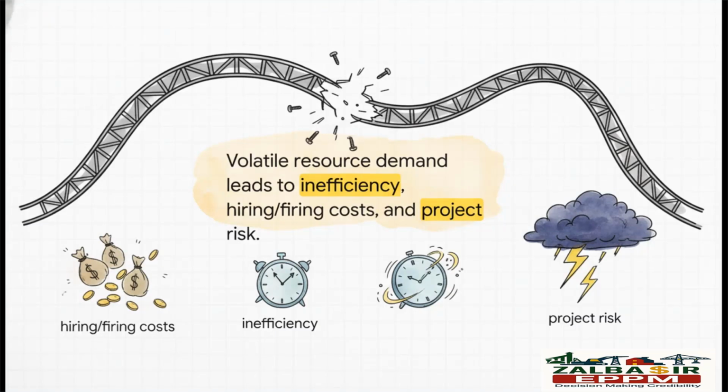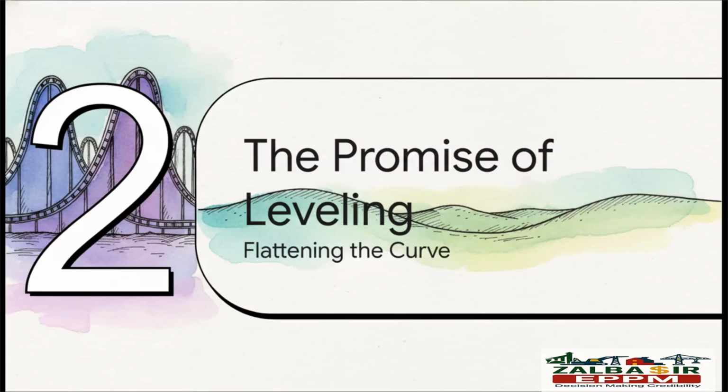It is a total logistical nightmare, full of these massive peaks and really deep valleys. And look, that roller coaster isn't just messy to look at on a chart. It is incredibly expensive. It leads to all sorts of inefficiency, not to mention the insane cost of constantly hiring and laying people off. And all of that just injects a ton of risk right into your project's timeline and, of course, its budget. So, to fix this mess, the industry has a go-to solution. It's called resource leveling, and it comes with this big promise to flatten that crazy roller coaster into a much more predictable, much more manageable hill.